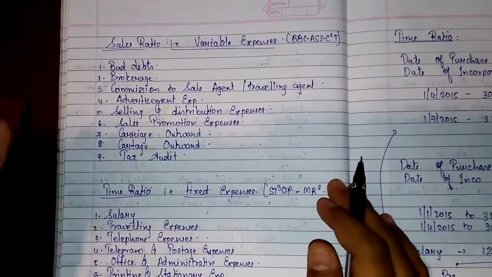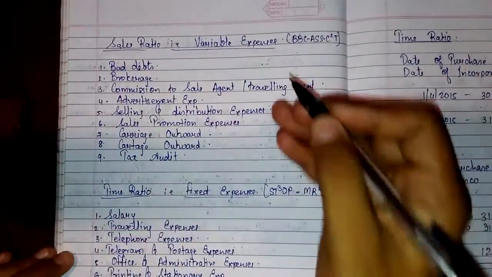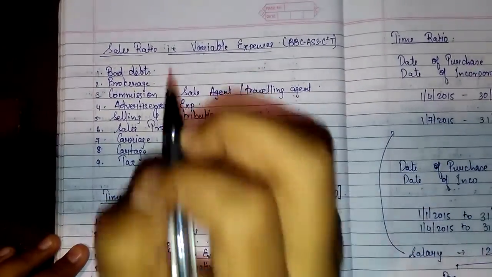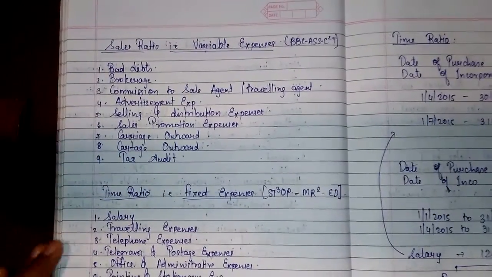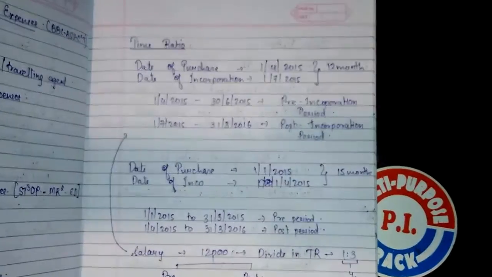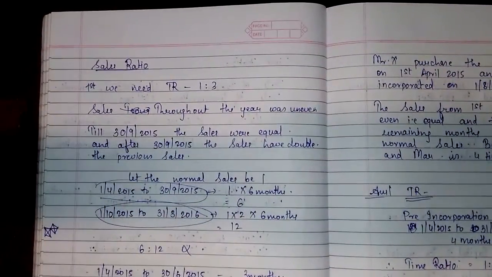Whenever you see a PPI sum, you should write the sales ratio and time ratio acronyms, and then in the question mark which expenses go in the sales ratio and which go in the time ratio. I hope this is quite clear to you all. I gave you all the explanation of how to solve the time ratio sum and the sales ratio sum.